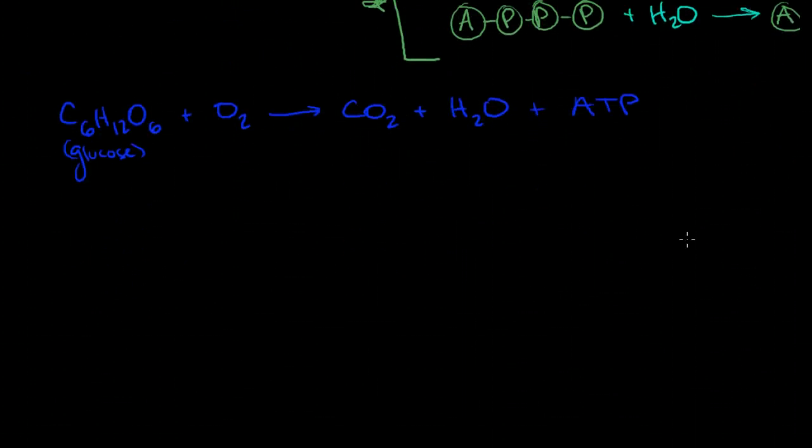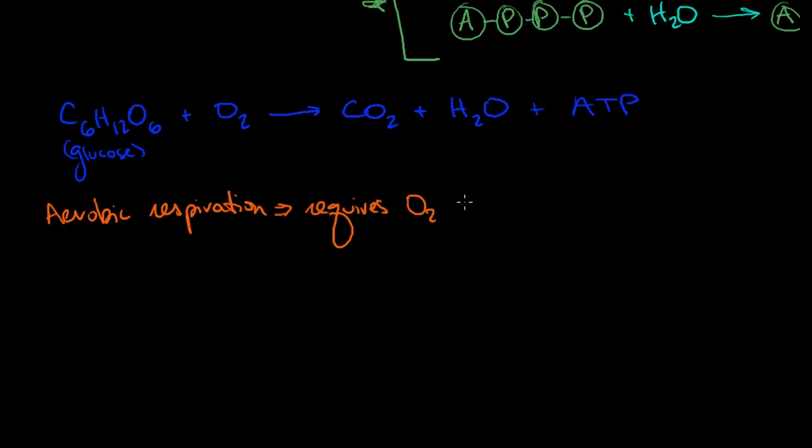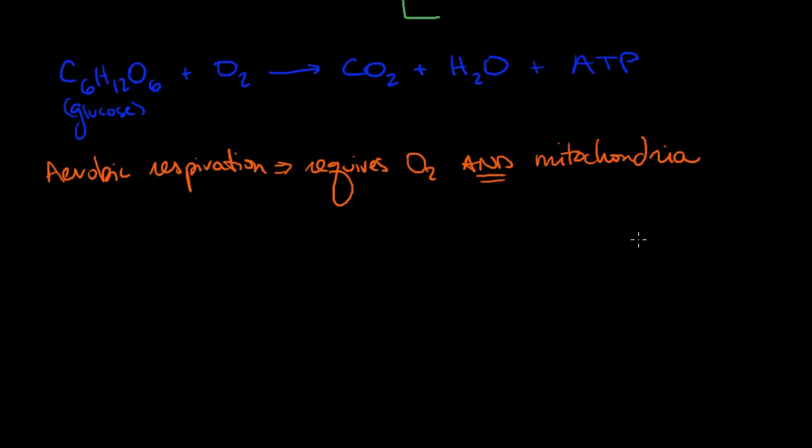And I'll point out that aerobic respiration requires oxygen and the use of a mitochondria in eukaryotic cells. And so that's what we're talking about first, this idea of the mitochondria. We haven't talked in great detail about this, but this is when you really need to learn about it.